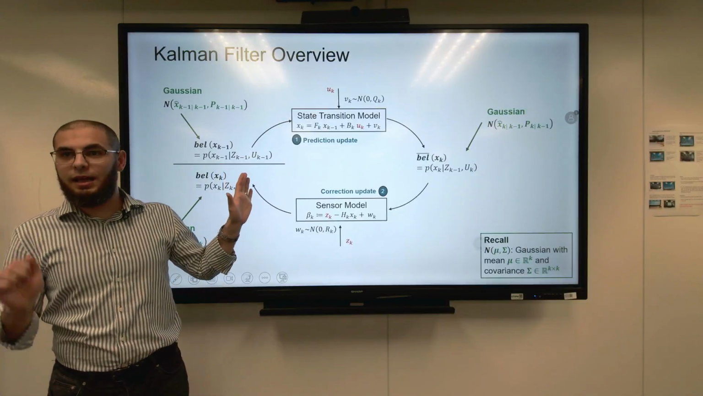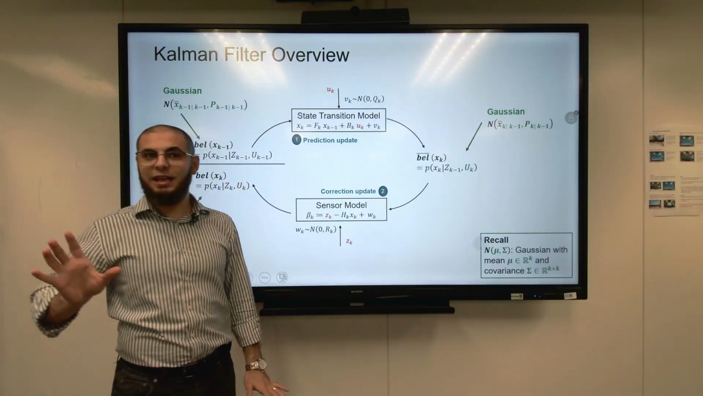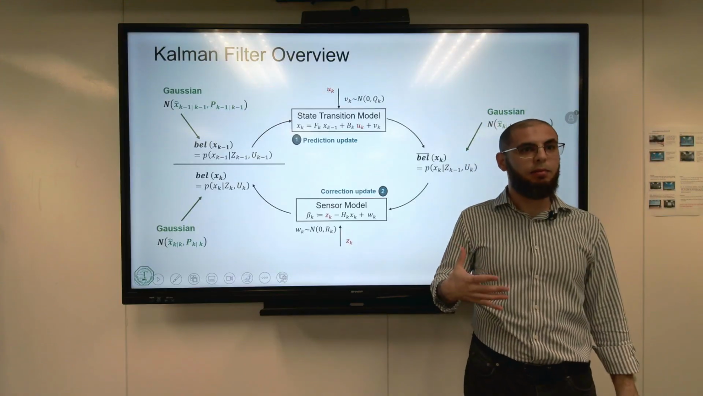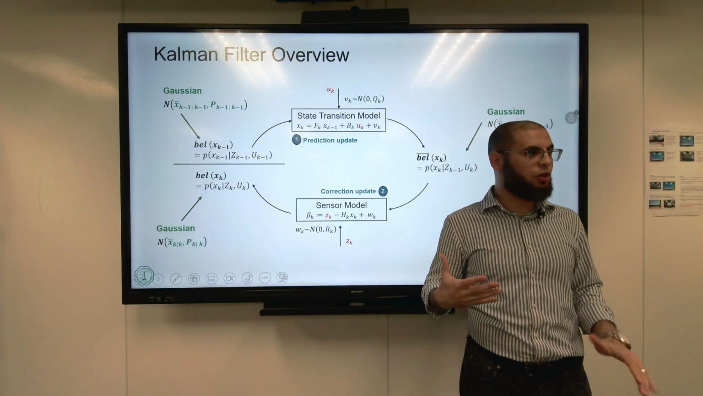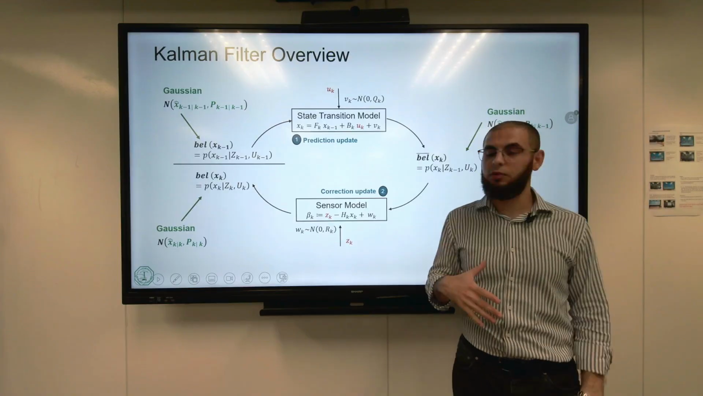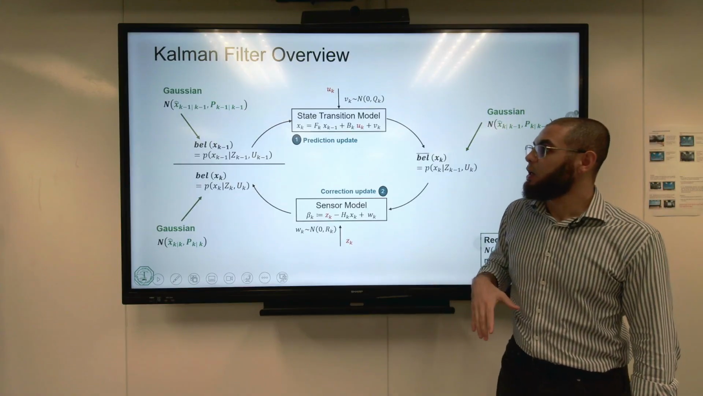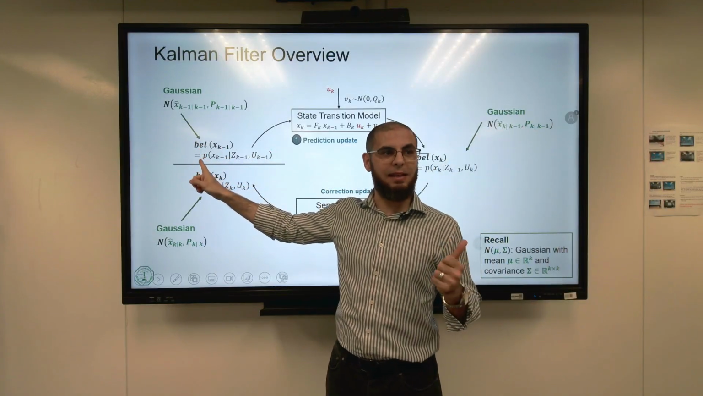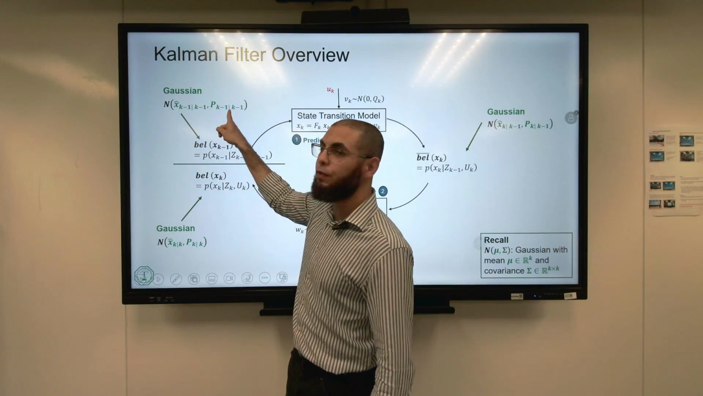Now note here the notation we're going to be using. The notation is a little bit heavy if you look at it for the first time, but after you get used to it, it becomes very easy to use. The belief at xk of xk minus 1, we're going to be representing by this mean and this covariance.